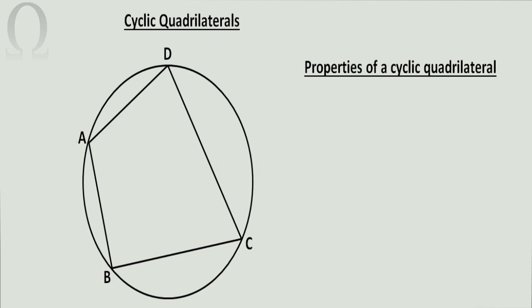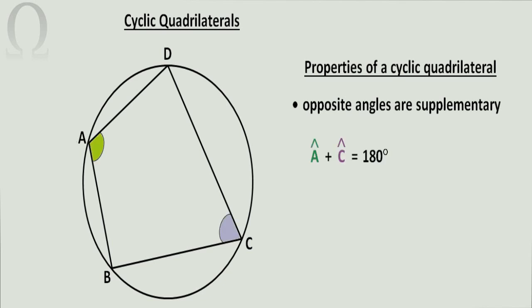If a quadrilateral is cyclic, then the opposite angles of the cyclic quadrilateral are supplementary. In other words, the opposite angles of a cyclic quadrilateral add up to 180 degrees. ABCD is a cyclic quadrilateral, because its vertices lie on the circumference of a circle. Therefore, because ABCD is a cyclic quadrilateral, angle A plus angle C equals 180 degrees, and angle B plus angle D equals 180 degrees.